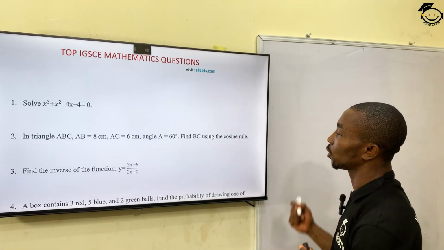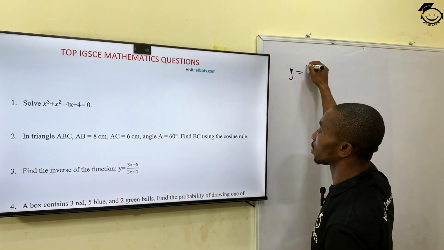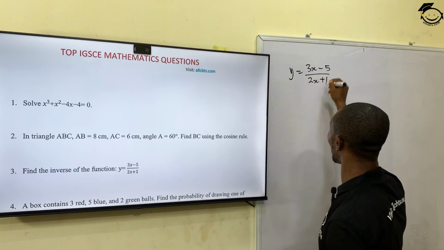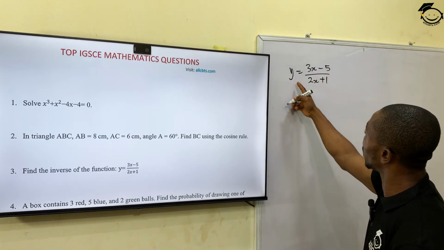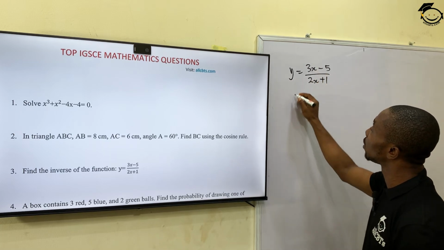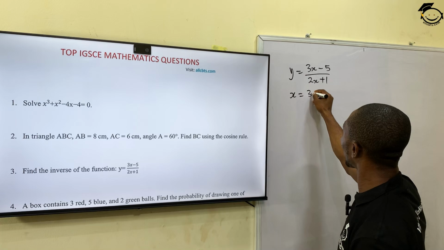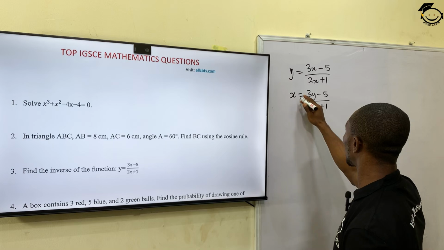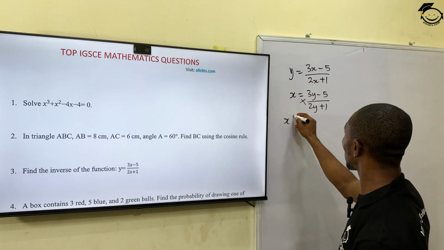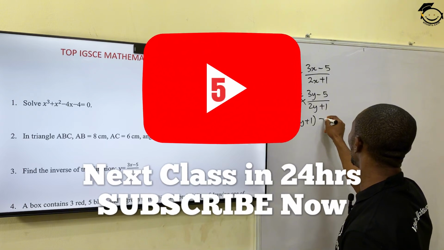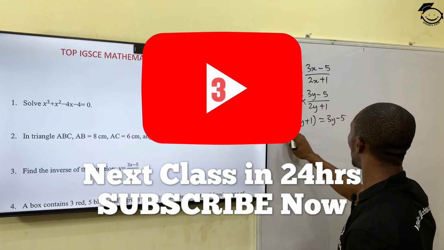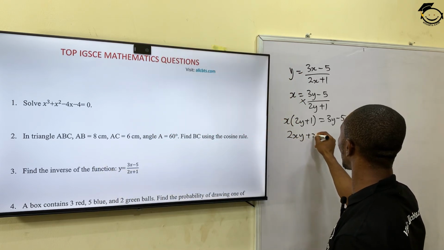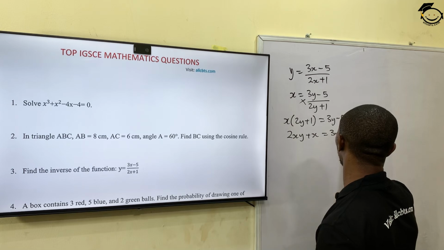Find the inverse function of y equals 3x minus 5 all over 2x plus 1. Now, to find the inverse function, we are going to interchange the place of x with y. So this becomes x equals 3y minus 5 all over 2y plus 1. Now, cross multiplying, this becomes x bracket 2y plus 1 equals 3y minus 5. Opening up this bracket, we would have 2xy plus x equals 3y minus 5.